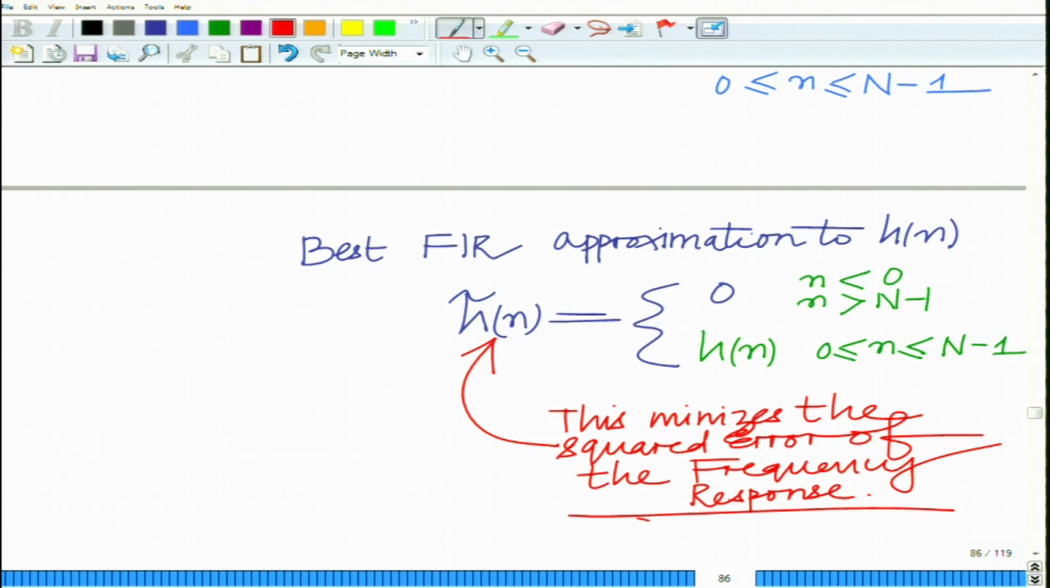All right, this gives the best FIR approximation to h of n, which is the given infinite impulse response filter. Okay, so this gives the best FIR approximation to the given infinite impulse response filter h of n. All right. So, let us continue to the next problem.